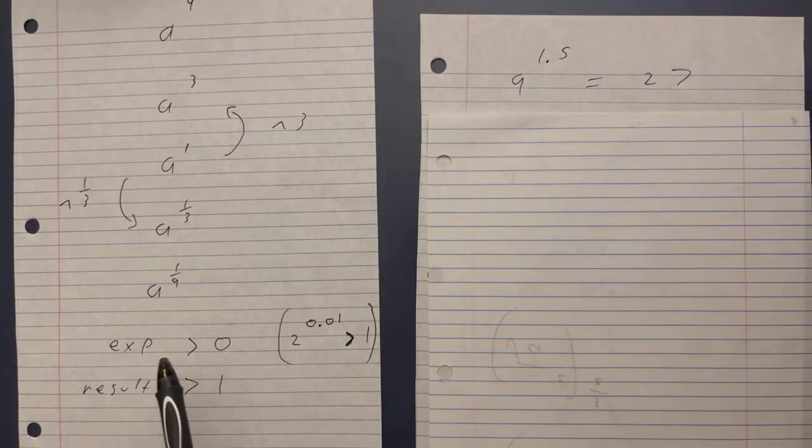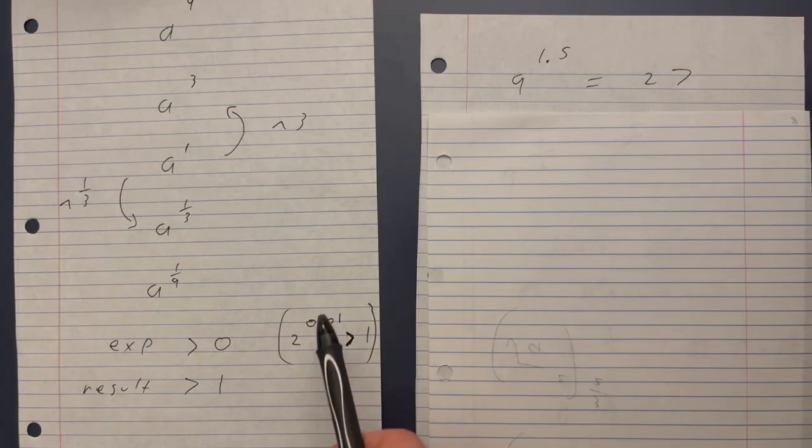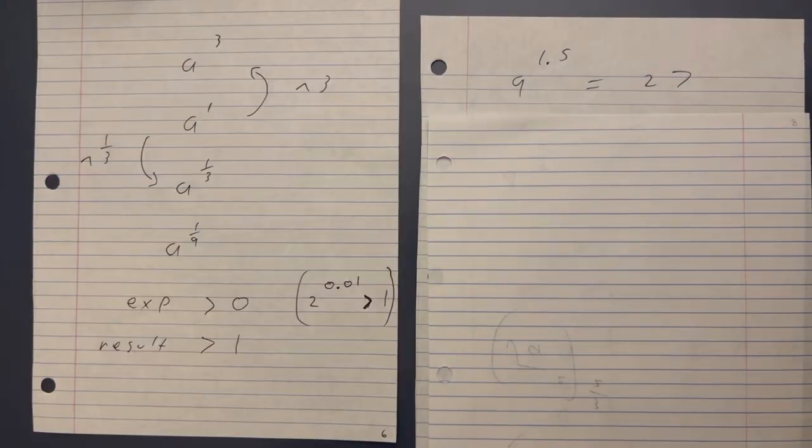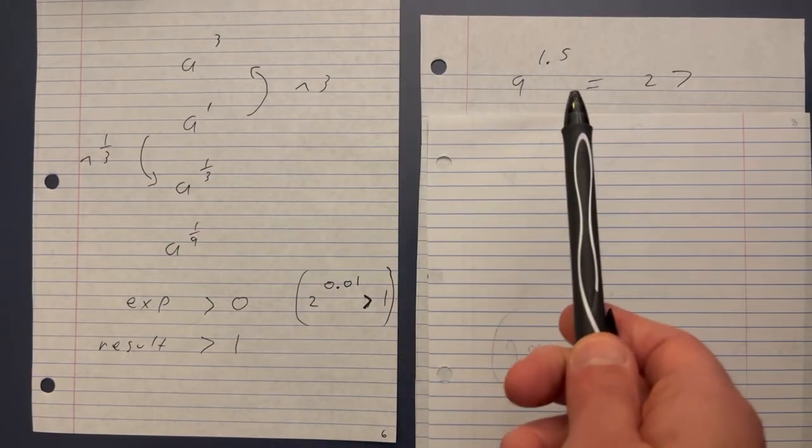Notice here, your exponent will always be greater than 0. The result will always be greater than 1. So you can take 2 to the 1/10th power, or 2 to the 0.01 power. Your result will still be greater than 1. It'll approach 1, but it'll be greater than 1. And next up, decimal exponent.